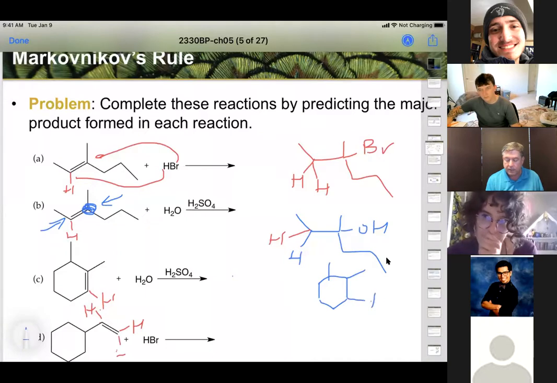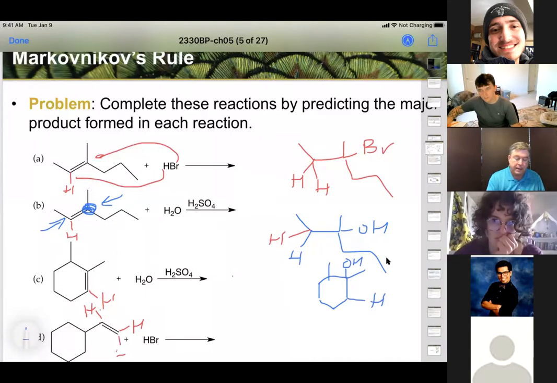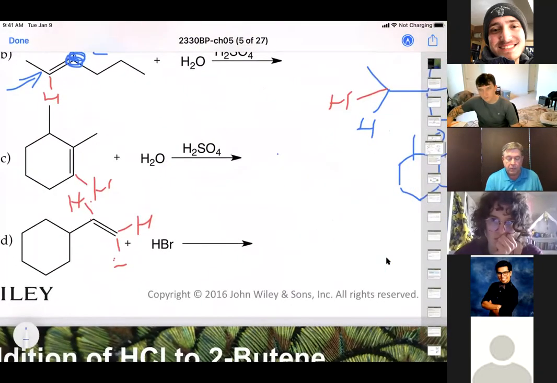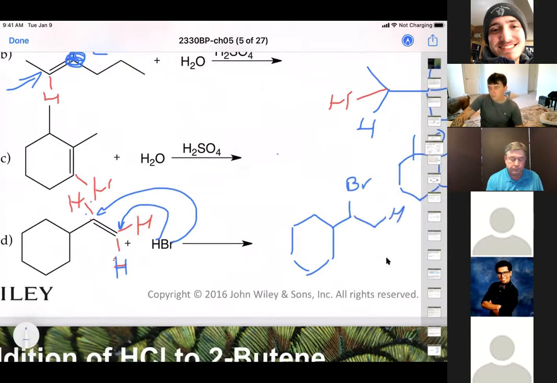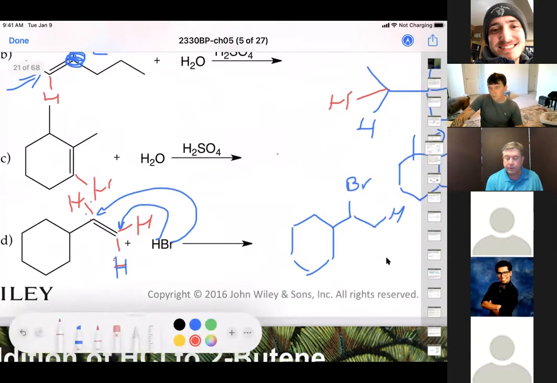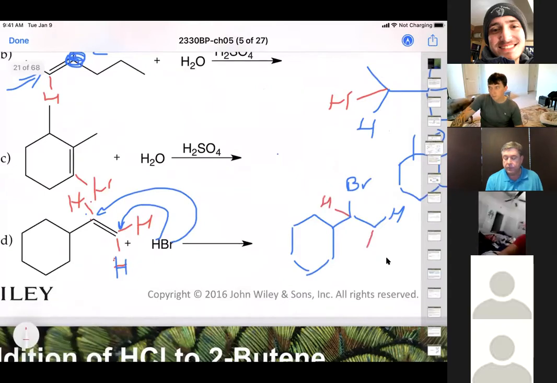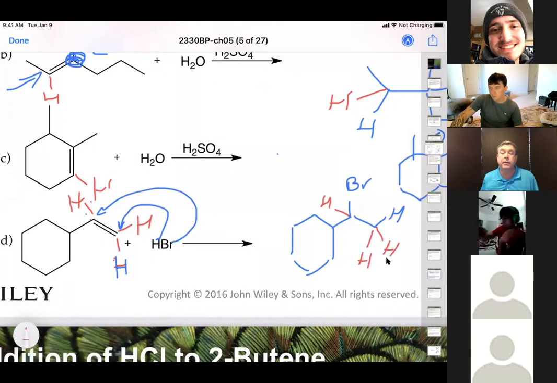We're going to add our hydrogen to this side and our OH to that side. And this last one here, we're going to pull up. Cool, we have one hydrogen to two hydrogens. So this two hydrogen side is going to take the hydrogen. So we're going to have the hydrogen here and the bromine there, giving us our compound that looks like bromine, hydrogen. And for clarity, I'm going to draw those three hydrogens that were already on the molecule.